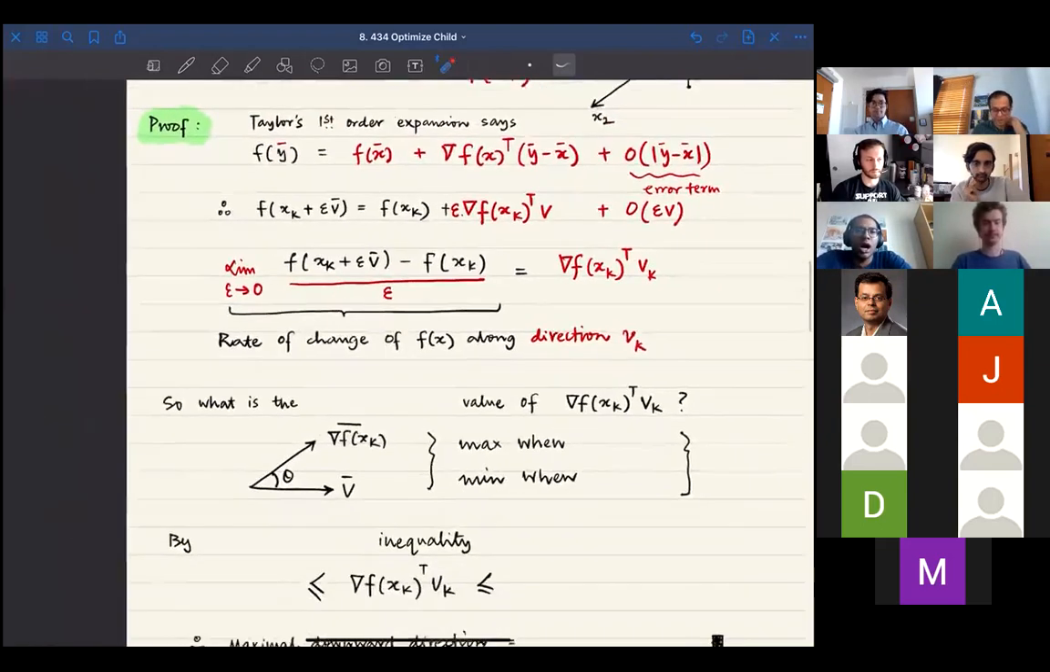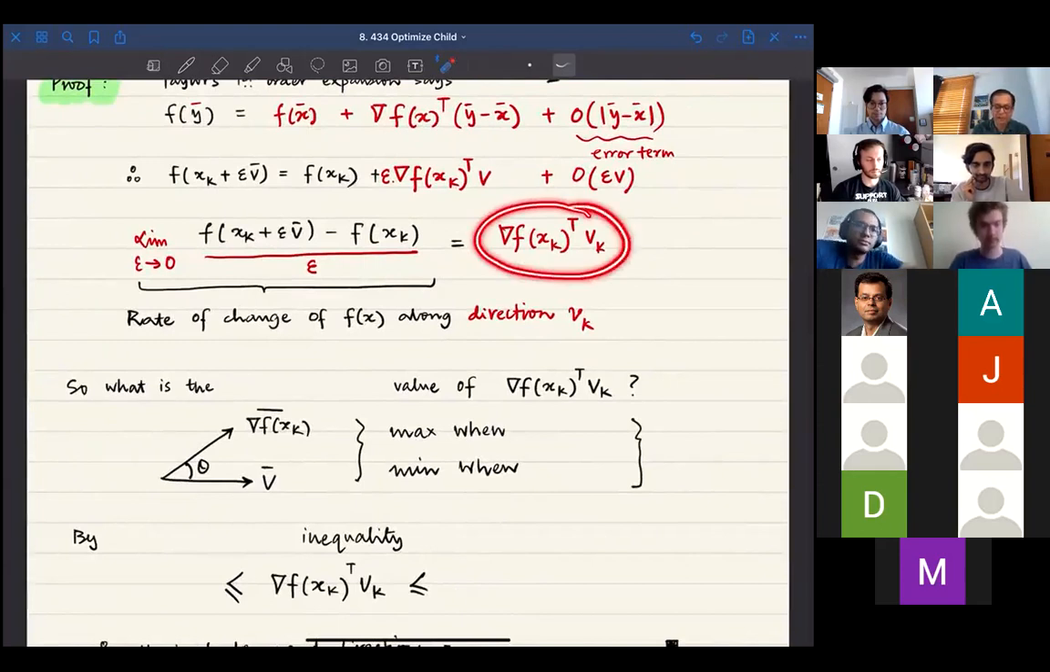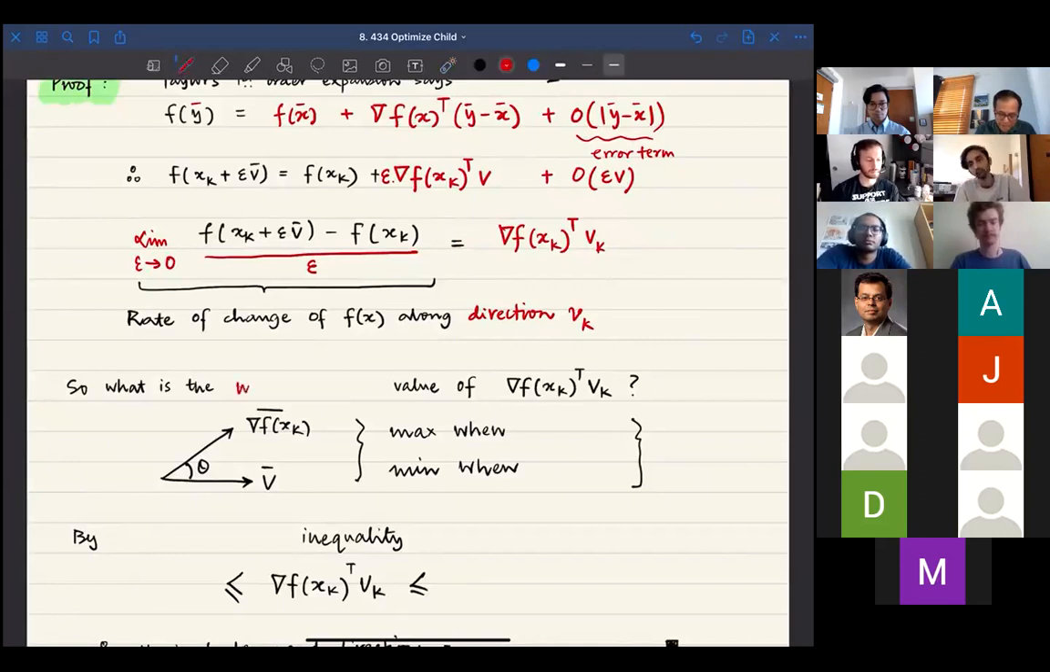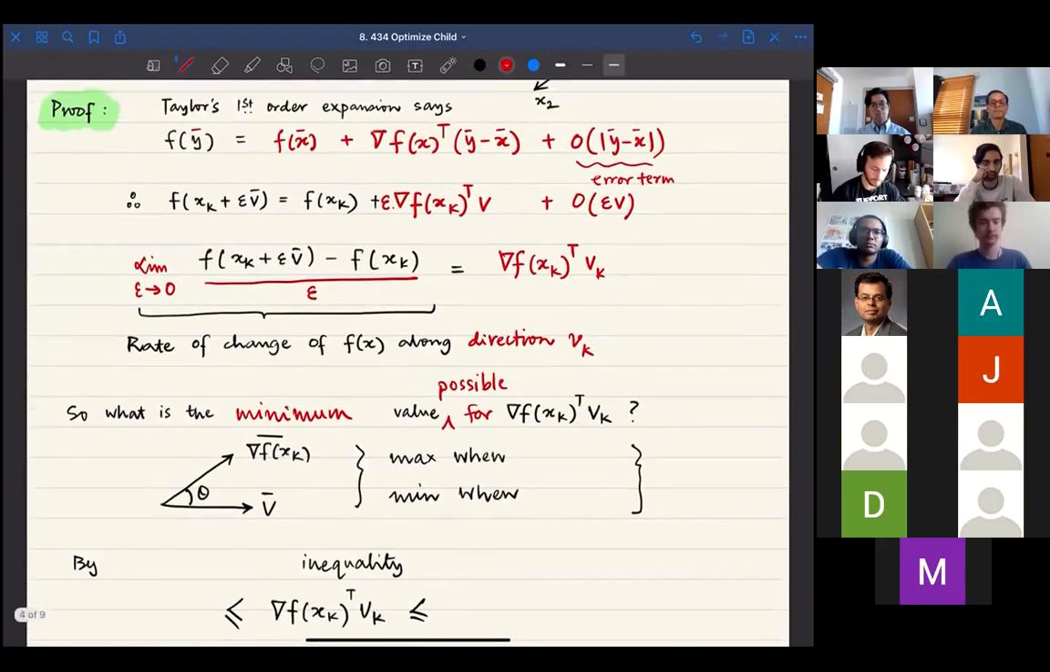Good. Okay. So then the question is, all we care about is this value. So what is the minimum value possible for delta f(x_k) transpose v_k? Isn't that what we care about? Because if we find the minimum value of this, then that minimum value will take me downwards the most. Right? So we care about the minimum value of this.